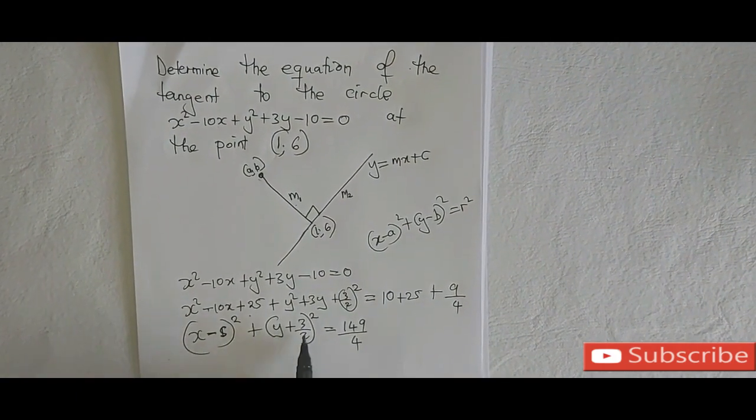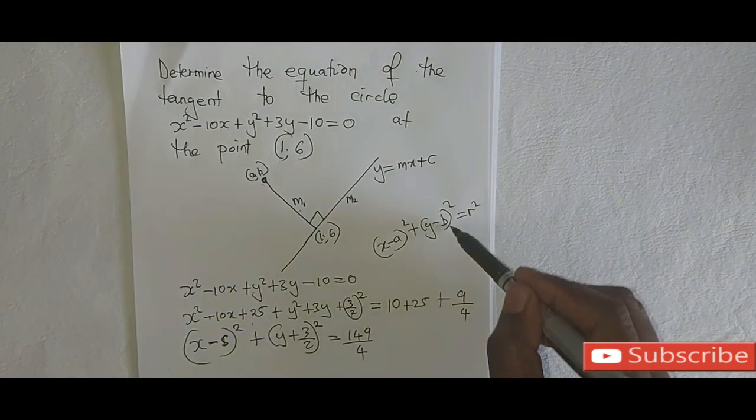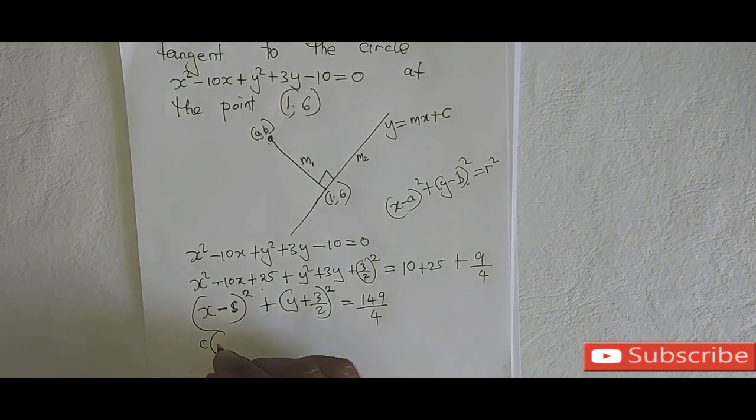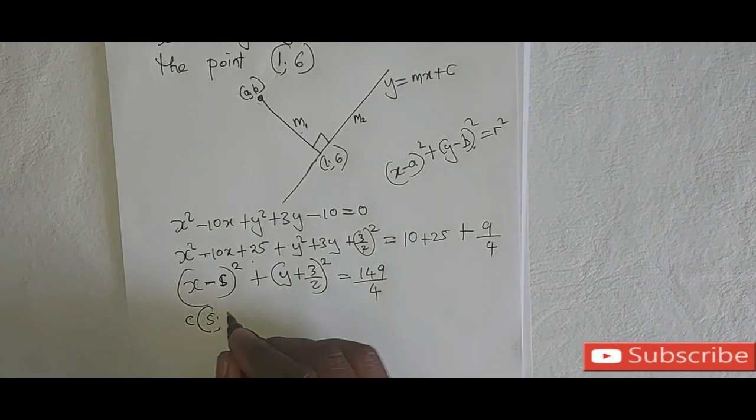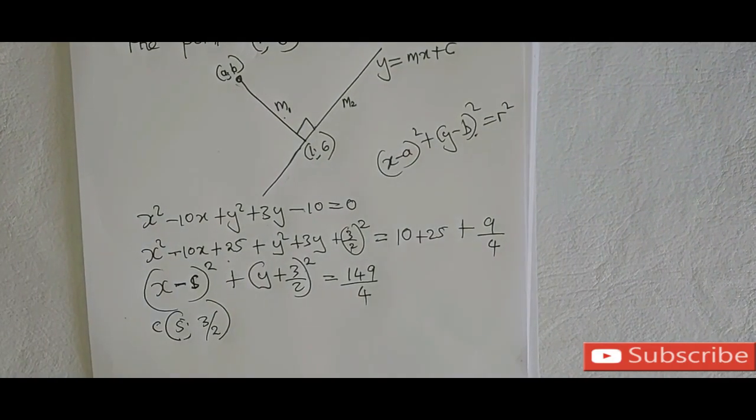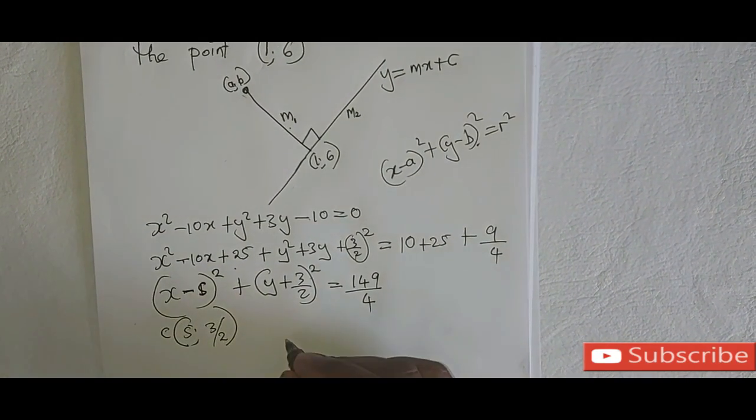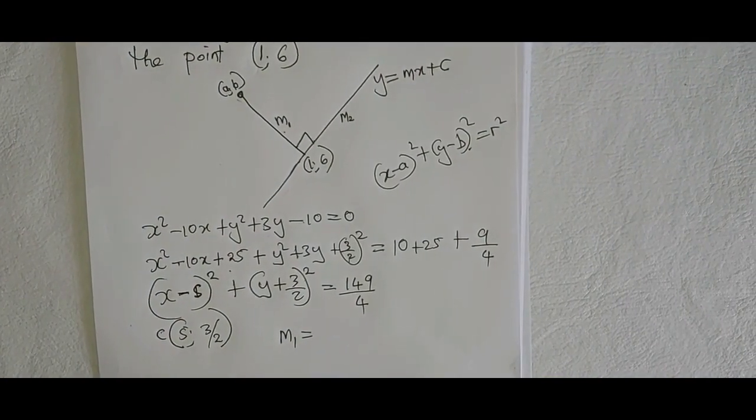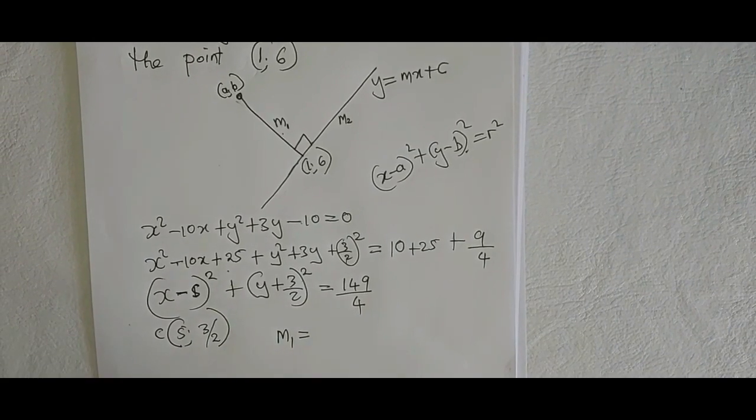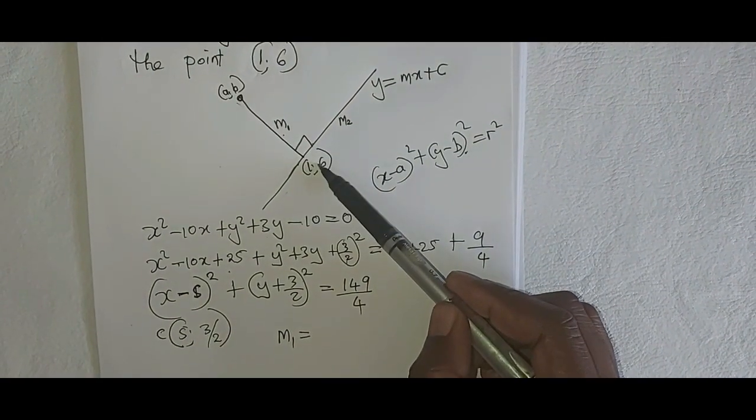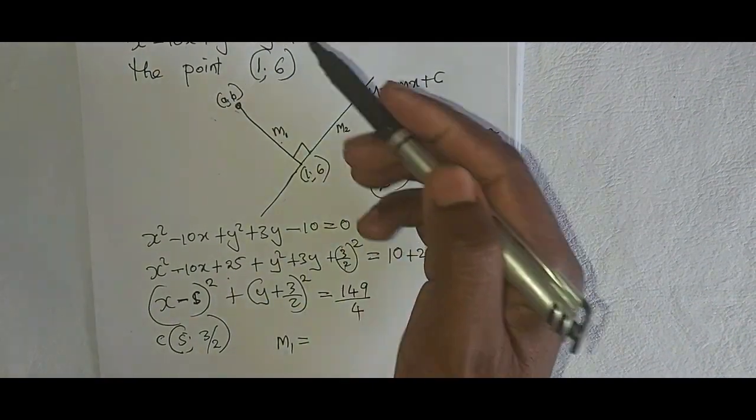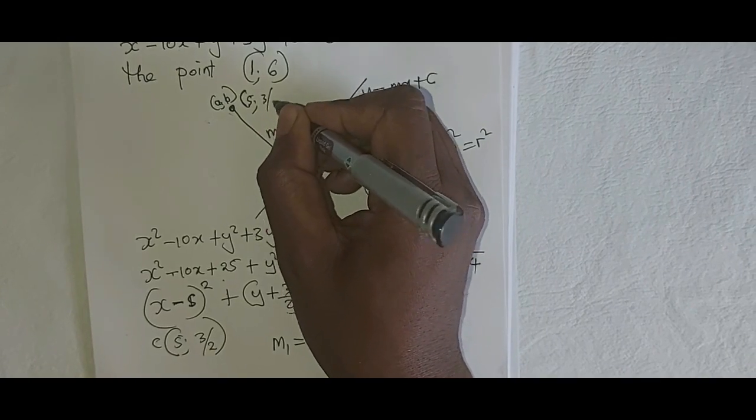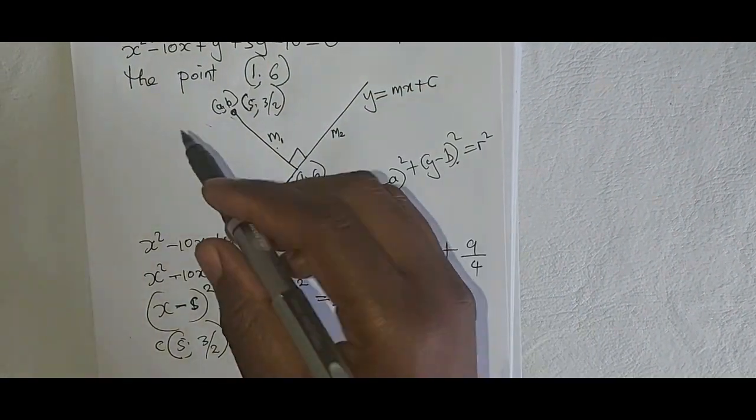Then this circle is now in that form, which means the center of the circle, which I will write as C, is (5, minus 3 over 2). That is the center of our circle, which means for us to find M1, the gradient of the radius, we use the gradient formula. The coordinates there, let's write them nicely here. It will be (5, minus 3 over 2) and (1, 6).